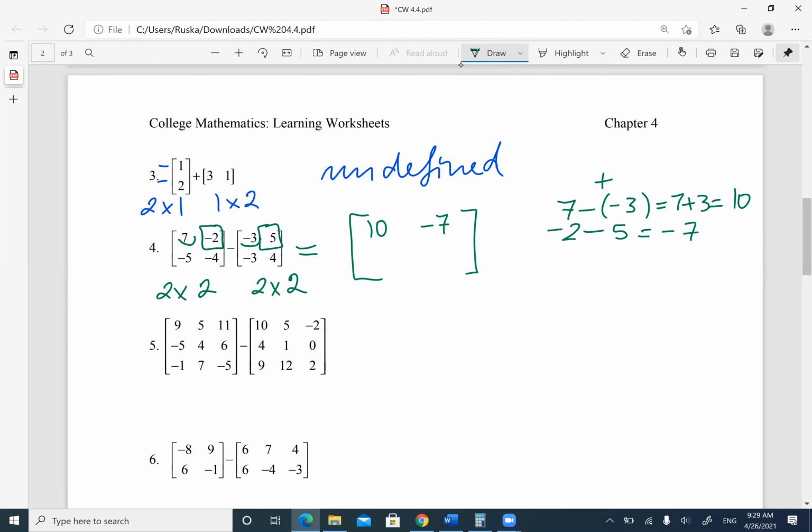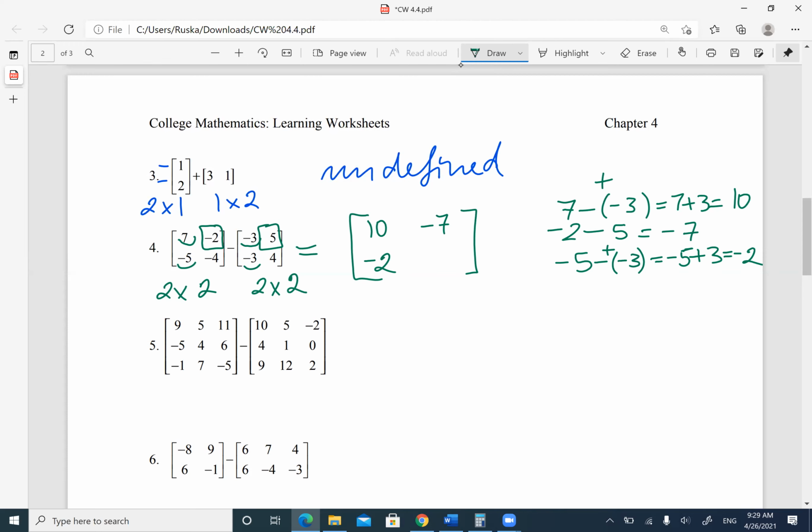Okay, then you're doing the next element by element. So I have negative 5 minus negative 3. And that negative makes it positive. So I have negative 5 plus 3 is negative 2. So the number here is going to be negative 2. So you have to be in the same position. Second row, first column. Okay, make sense?